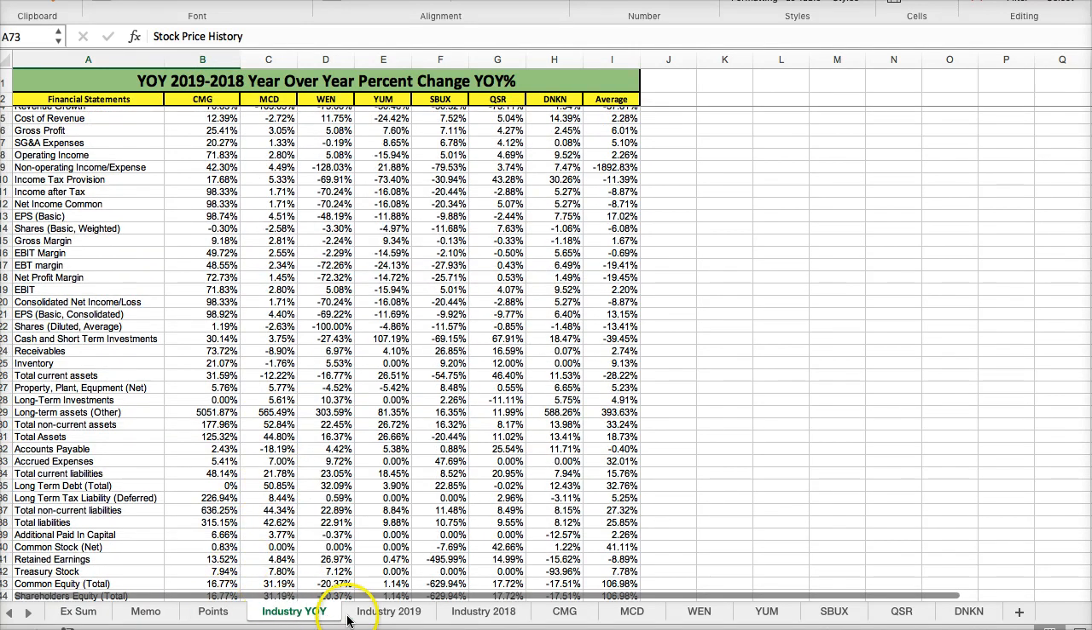Okay. All right, so that's the spreadsheet file for today. Just want to kind of give you a couple examples of how you can use the financial ratios, whether in an industry or a trend analysis, to help analyze a company's performance.